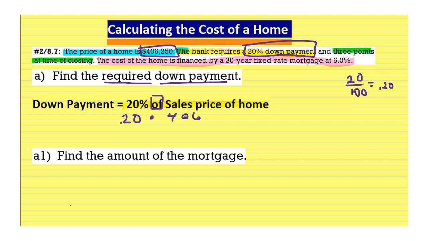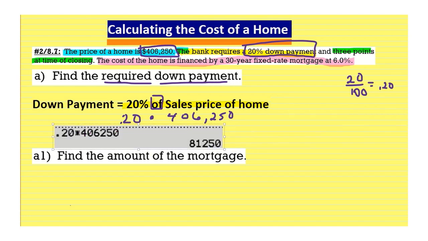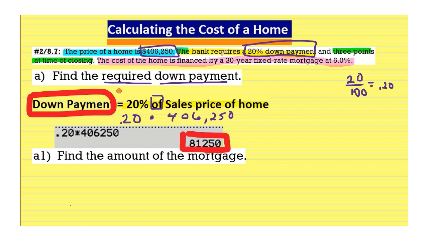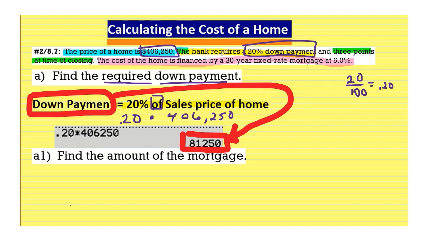$406,250. And when we put that into our handy dandy calculator, we are going to get a number of 81,250. So the down payment for our house is going to be $81,250.